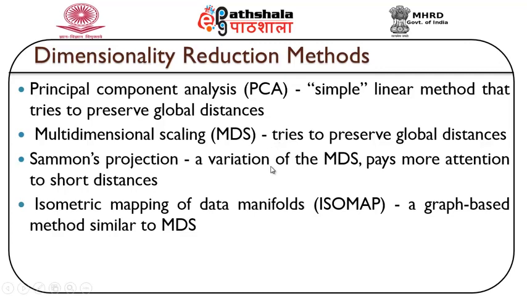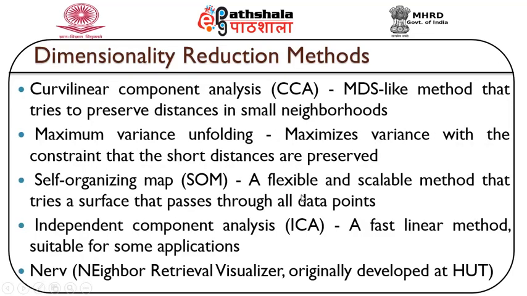Some of the dimensionality reduction methods are principal component analysis or PCA, which is a simple linear method that tries to preserve the global distances between the various data points. Multidimensional scaling or MDS tries to preserve the global distances as such. Sammon's projection, a variation of MDS, pays more attention to short distances. Isometric mapping of data manifolds or Isomap is a graph-based method which is similar to MDS.